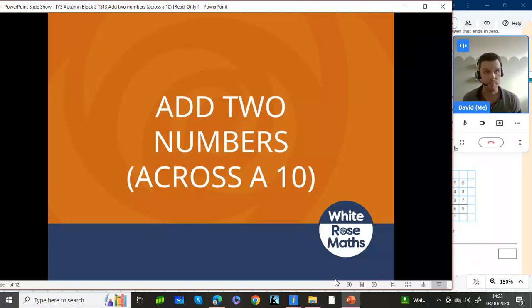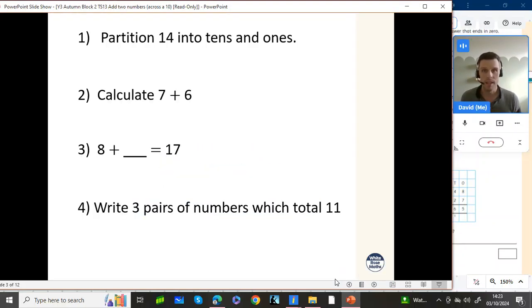In today's lesson, we're going to be adding two numbers together across a 10. So you'll learn how to carry a 10 forward when your digits add up to more than 9. So to begin with, here are your warm-up questions. So pause the video here and have a go at answering them. And when you're ready, unpause the video and I'll give you your answers.